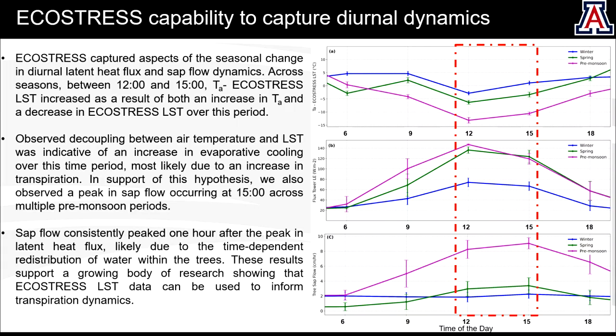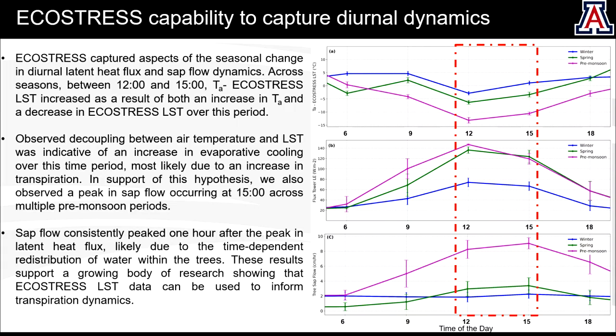The figure shows ECOSTRESS LST, as an index of canopy temperature, was 1.2 degrees cooler than air temperature, which is comparable to the UAS air temperature minus canopy temperature that was 1.8 degrees, considering the soil impact on ECOSTRESS LST.